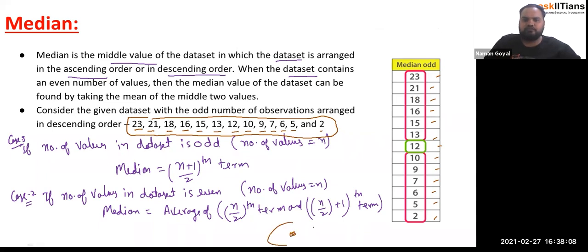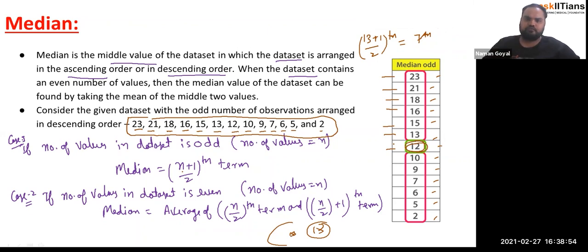As I told you, if the number of terms is odd, then the median is the 13 plus 1 upon 2th term. So how much is it? The 7th term. So for this data, the 7th term is our median. This is 1st, 2nd, 3rd, 4th, 5th, 6th, and 7th. If you see, 12 is the median of this particular data. Are you getting my point? Okay, so you can do this, right?